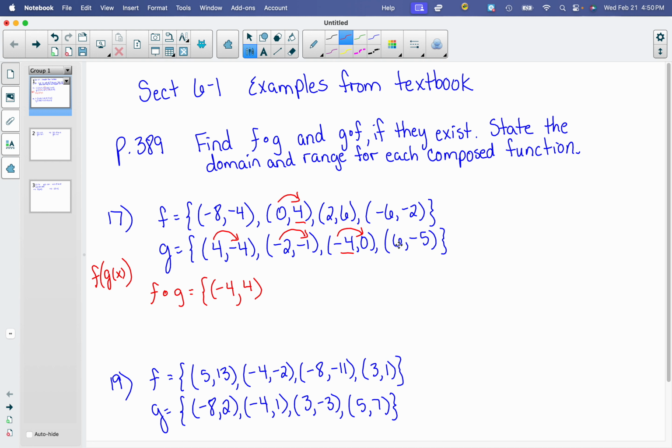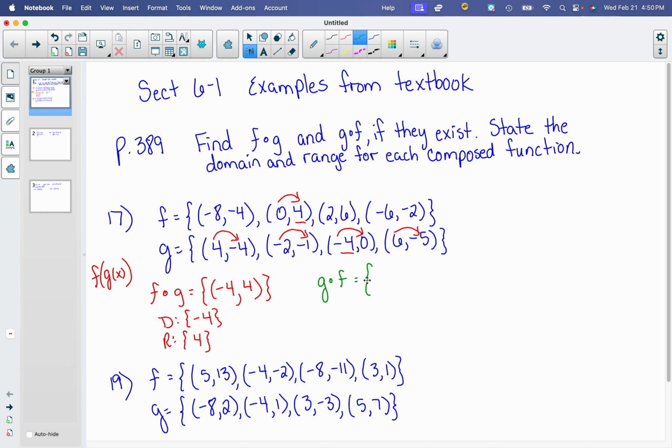Then I have to test the last one. 6 goes to negative 5. But if you look in the domain values, there's no negative 5. So that's it. When they ask for my domain and range, the domain, I'm just going to use a D for domain, is negative 4. And the range is 4. And that's it. So now let's do g of f.